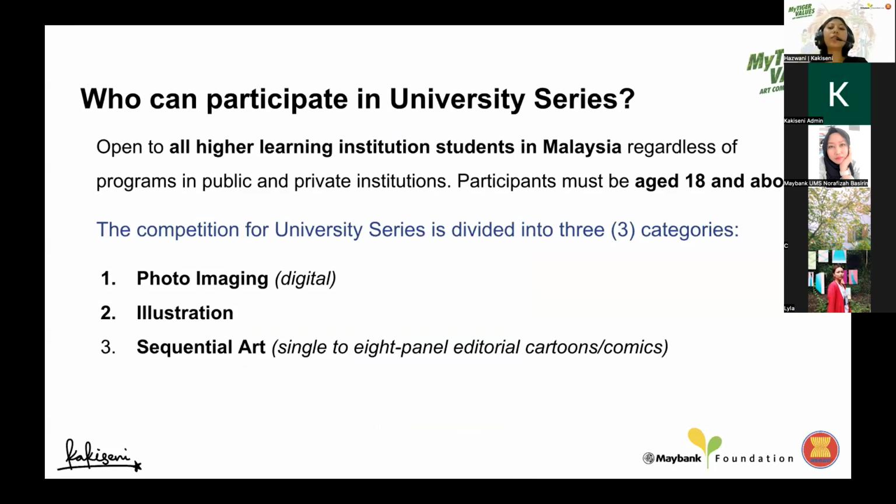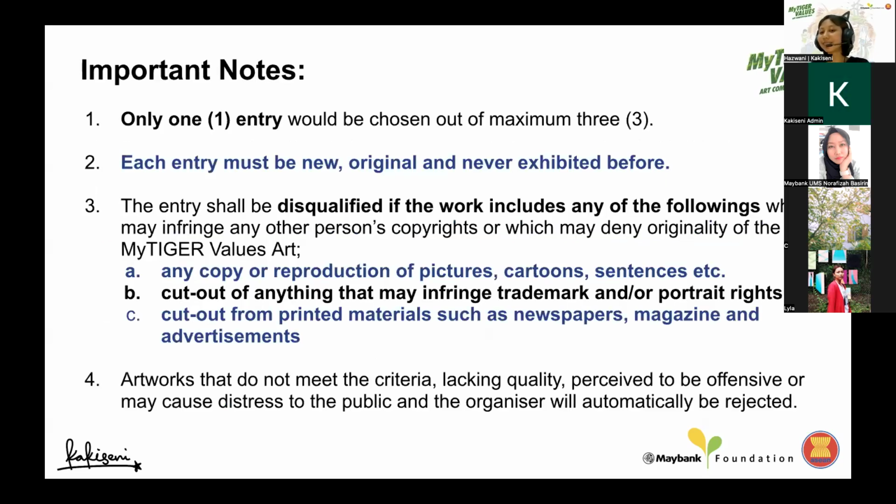So who can join for university? University is open to all, whether public or private institution. The important thing is that the participant must be 18 and above. As I explained, competition one is for photo imaging, which is digital. The second is illustration, and the third is sequential art. When you do sequential art, your artwork can be either a single panel up to 8 panels of editorial cartoons or comics. Okay, that's our definition of sequential art for this.